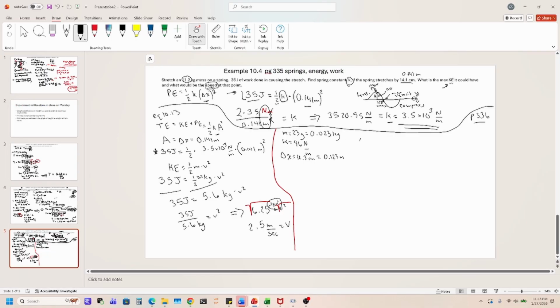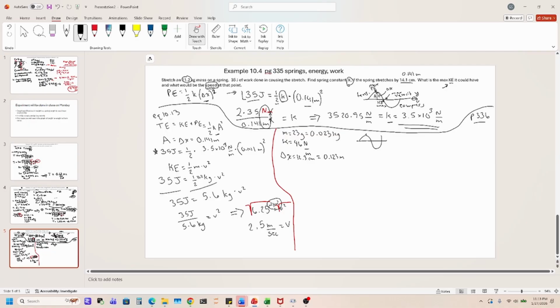So if I was to draw out a graph of this again, we're starting off here at our 12.3 centimeters, or 0.123 meters. And that's where our potential energy is at max, and that's where the tension of the spring is exerting the maximum amount of force, and it's trying to pull this mass back towards the equilibrium of the spring. And then once it crosses over, the spring will be compressing and then pushing that mass back out.